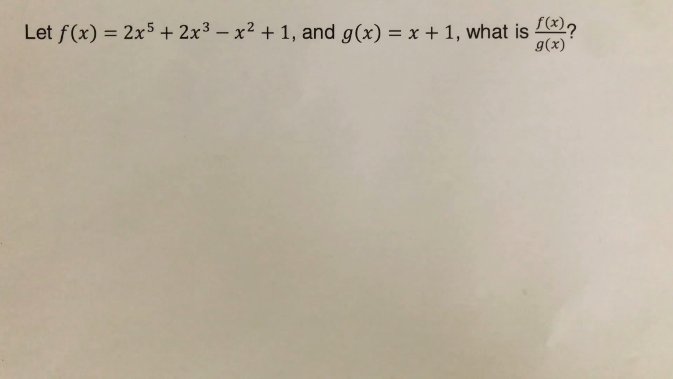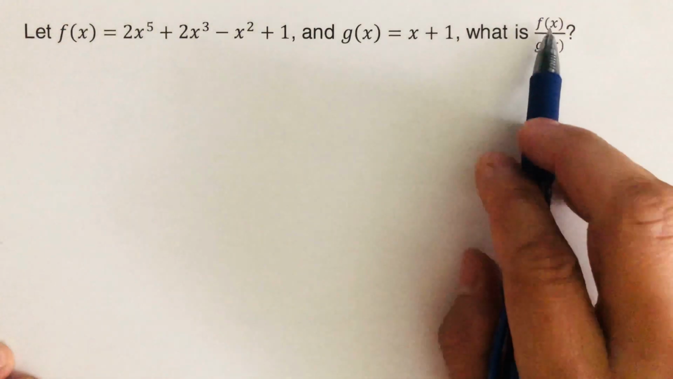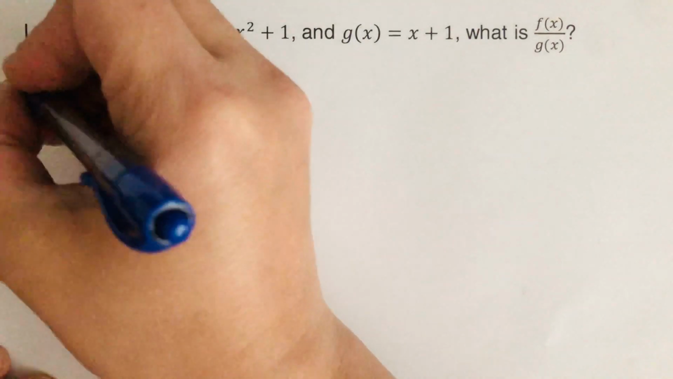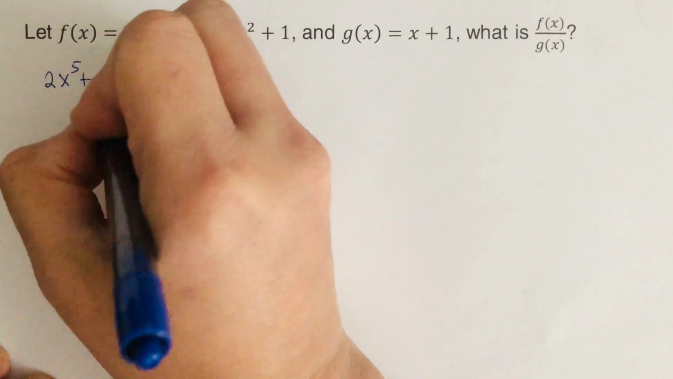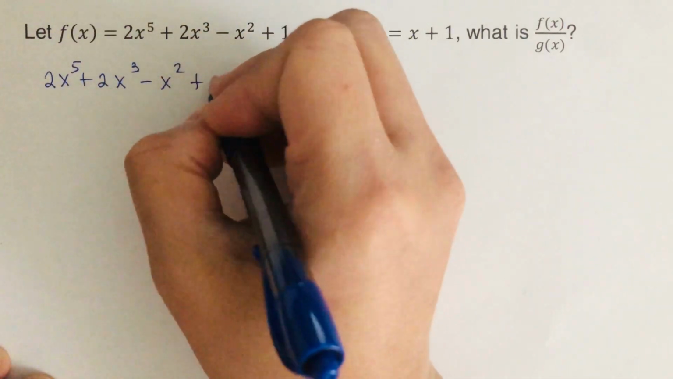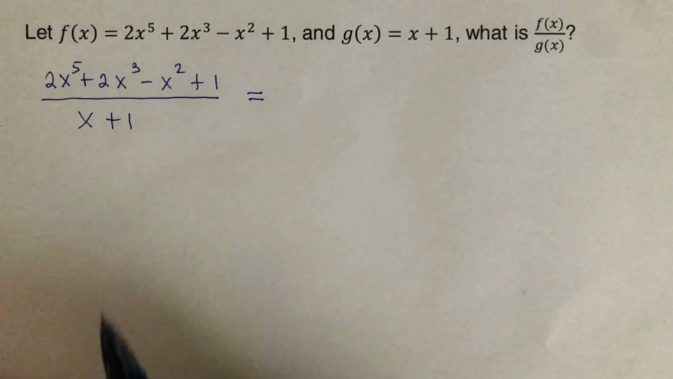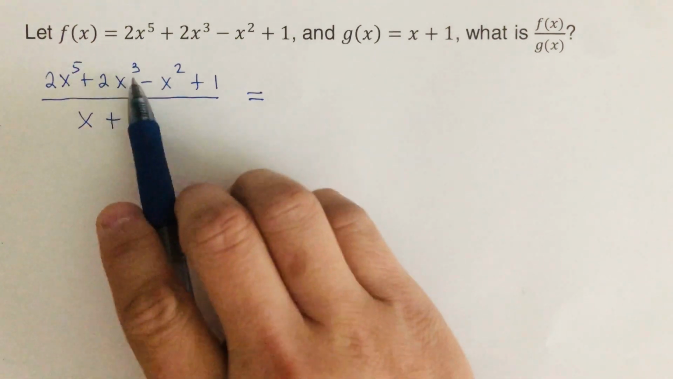Okay, so we go over the problem here. We are going to write f of x over g of x, so we can have this in fraction form. We need to figure out what is the quotient between these two polynomials.